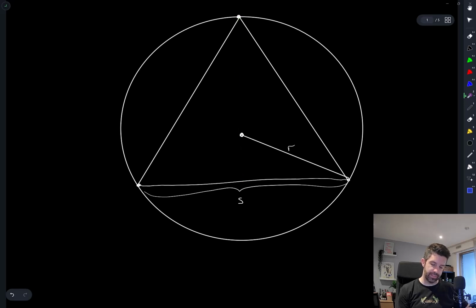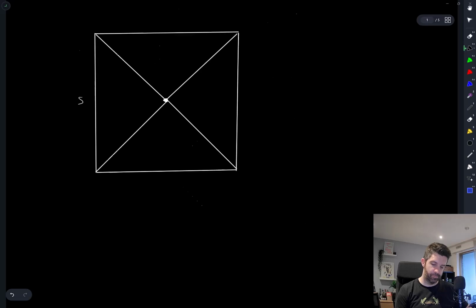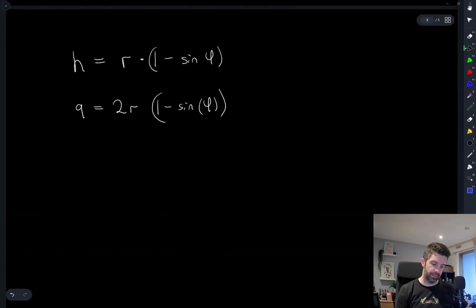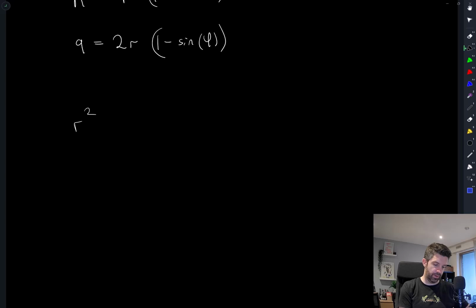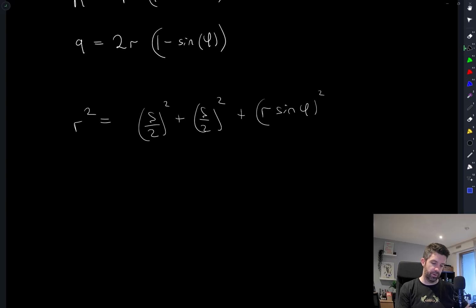So the other thing I should write down is r squared is equal to half side length squared plus half side length squared plus that distance squared. Okay. So r squared is equal to s over 2 squared plus s over 2 squared plus r sine phi squared.